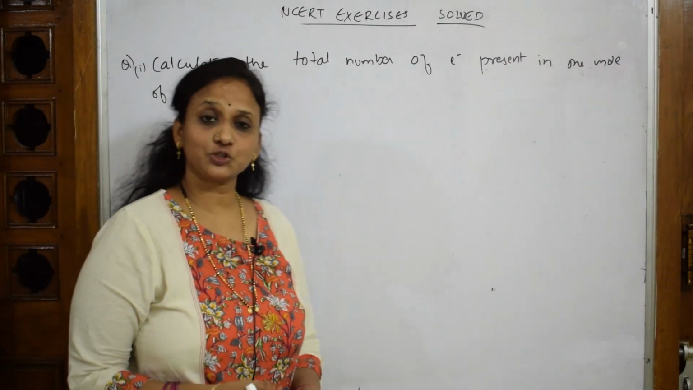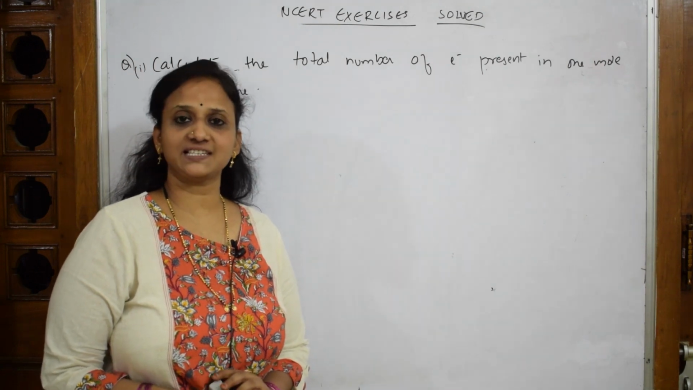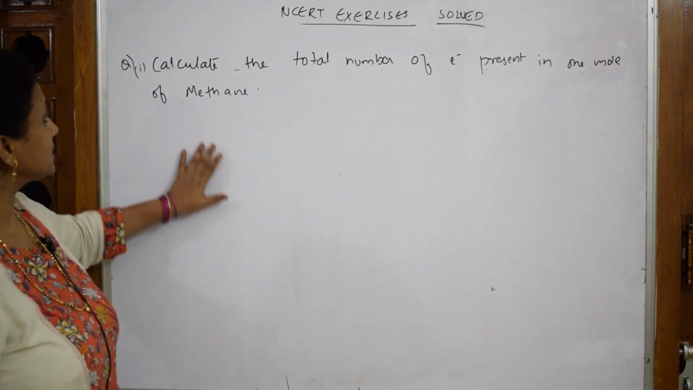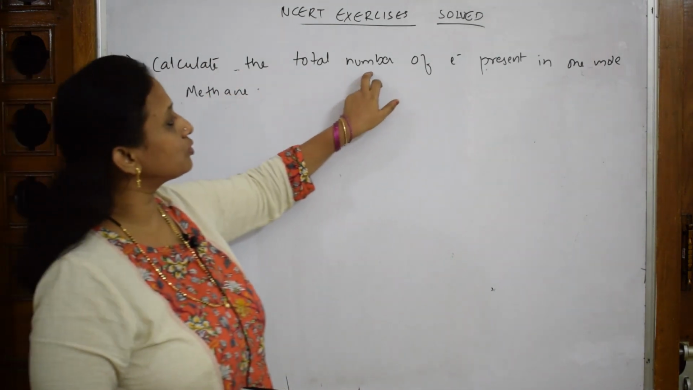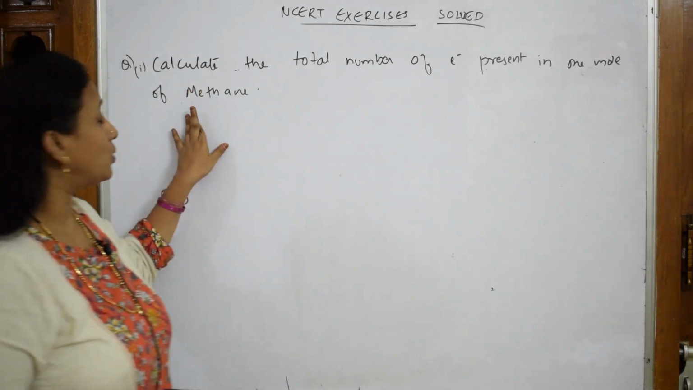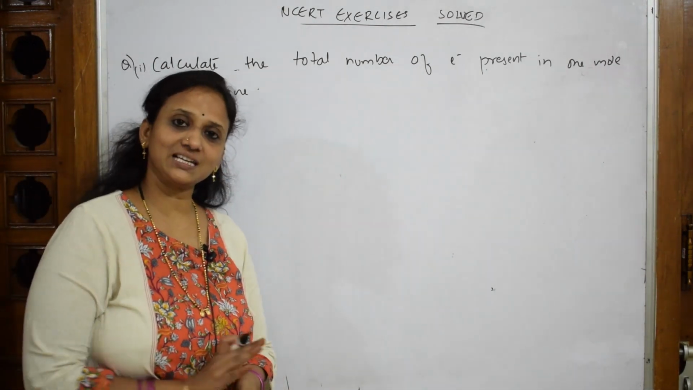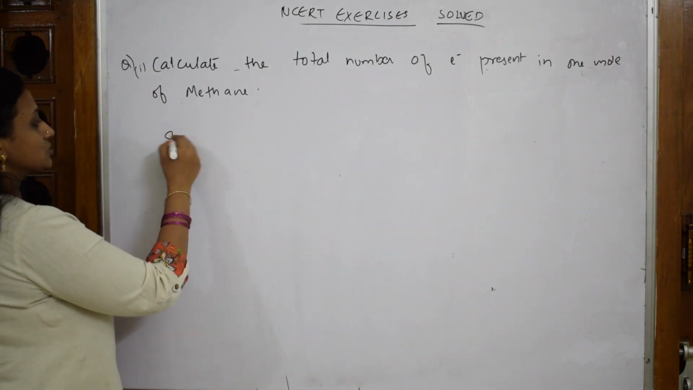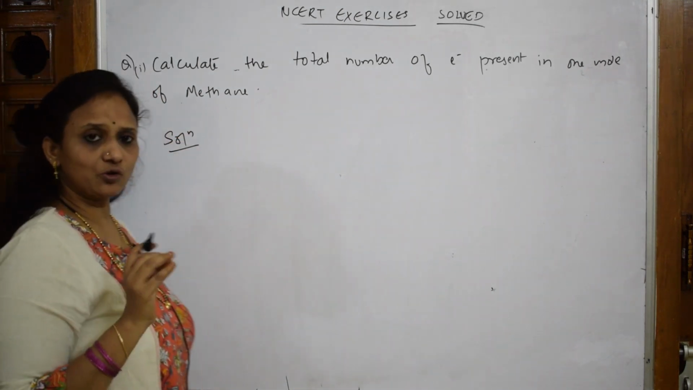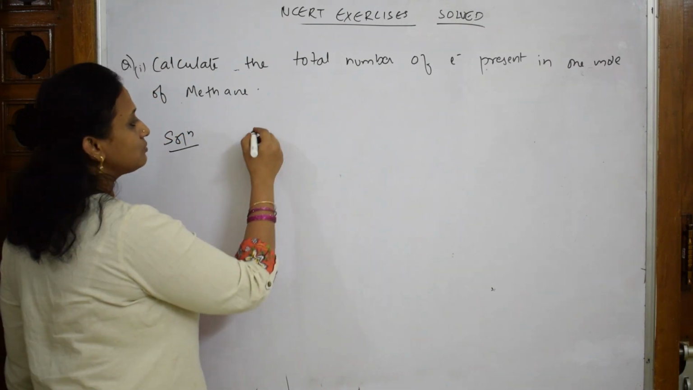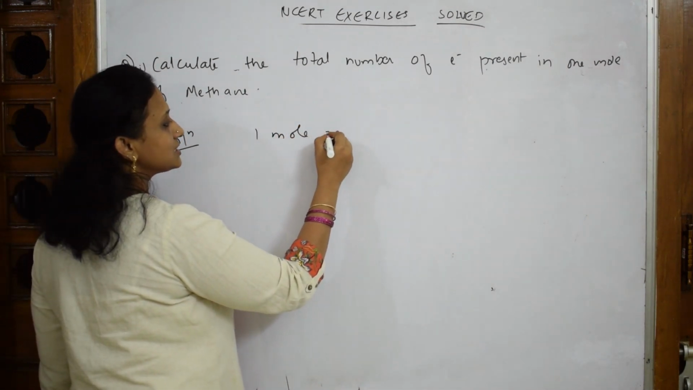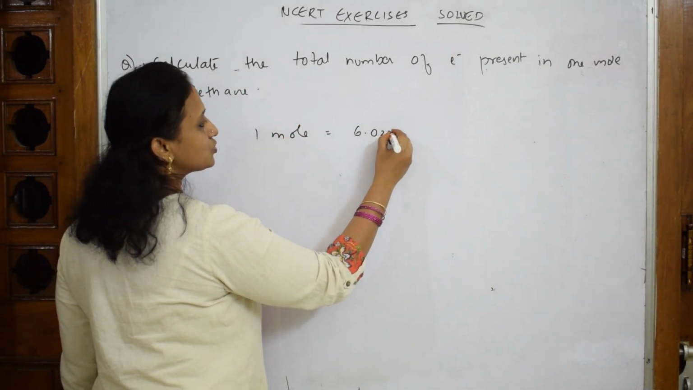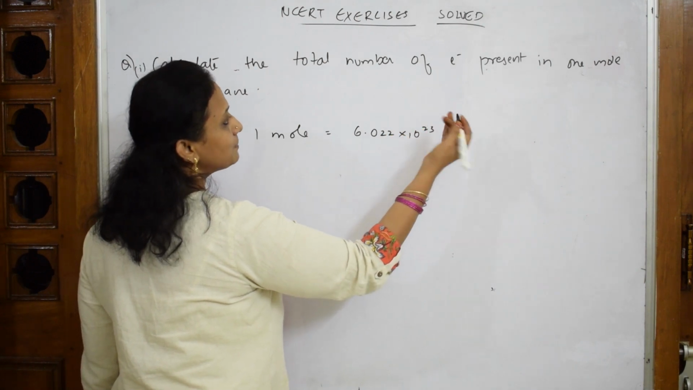Right, let's come back and do one more numerical, which is again your NCERT question. Here what do they give us? They've asked us to calculate the total number of electrons present in 1 mole of methane. So basically 1 mole of methane is given. So let us start solving it. First of all, the basic, go with the standard always. What is 1 mole equal to? 1 mole is equal to 6.022 into 10 raised to the power of 23 particles.